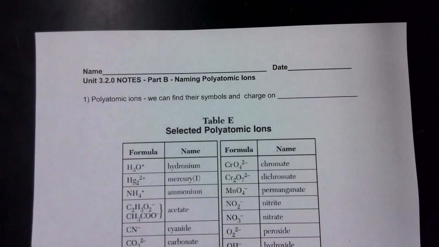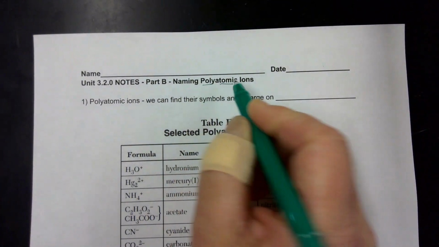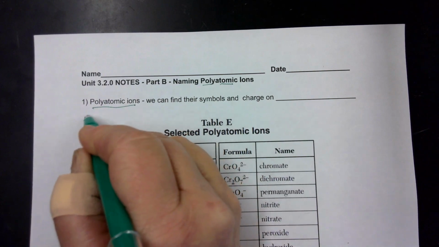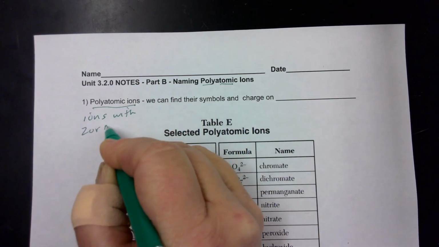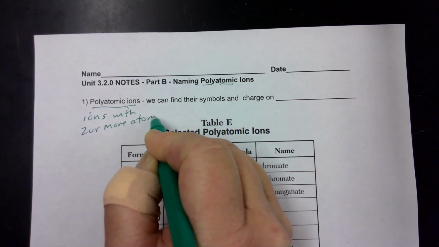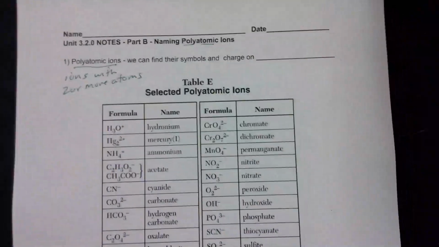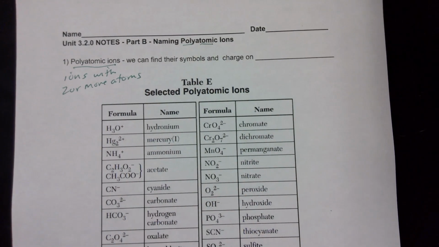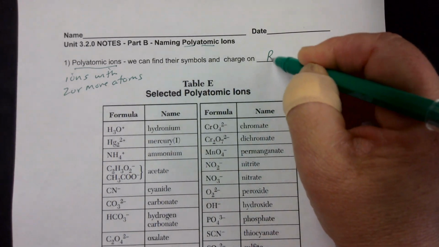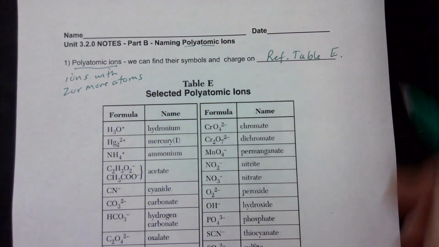In this video lesson, we are going to learn how to name polyatomic ions, right? Remember, polyatomic ions are referring to ions with two or more atoms. And there's a few that you will be using in this class, and you don't have to memorize them because we can find their symbols and charge on reference table E in your reference table booklets, right?